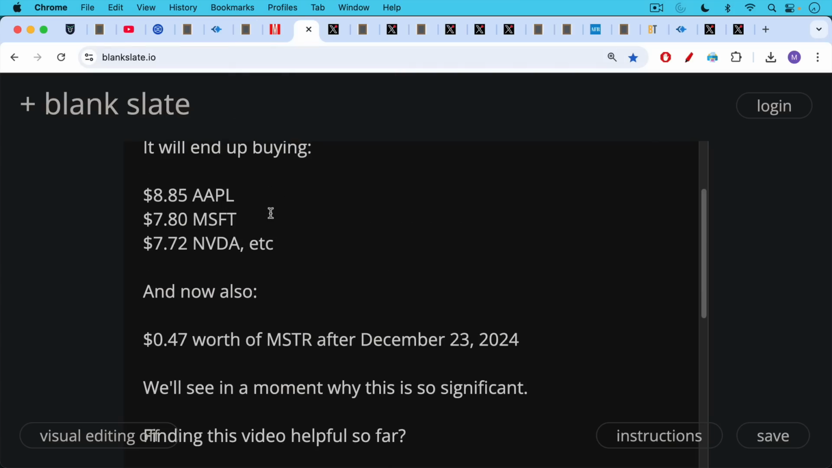We'll see in a moment why it's so significant that these passive index flows are going into MicroStrategy, or will be going into MicroStrategy once it's part of the index.